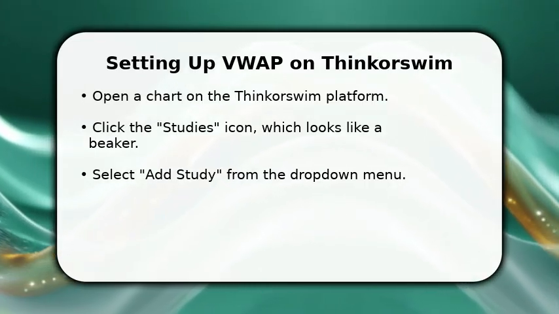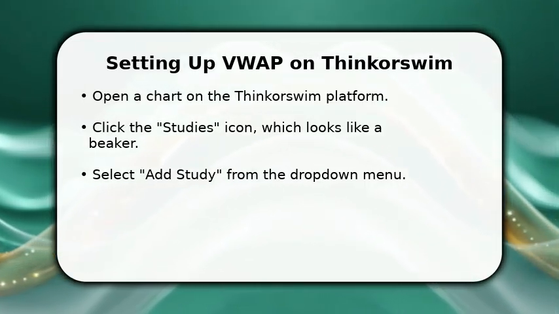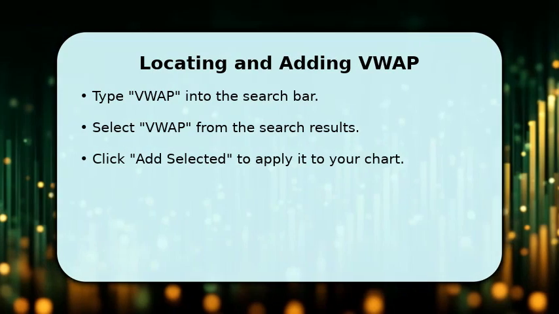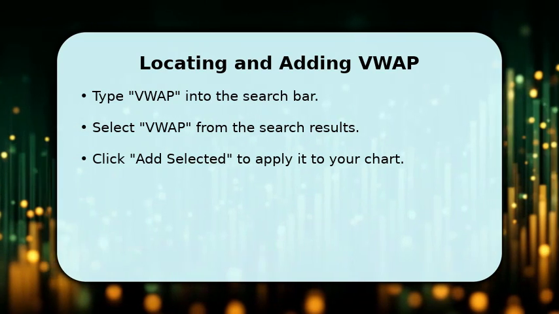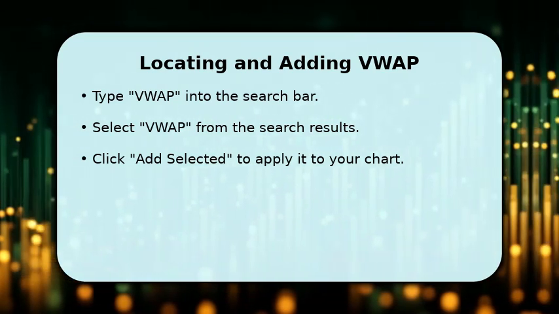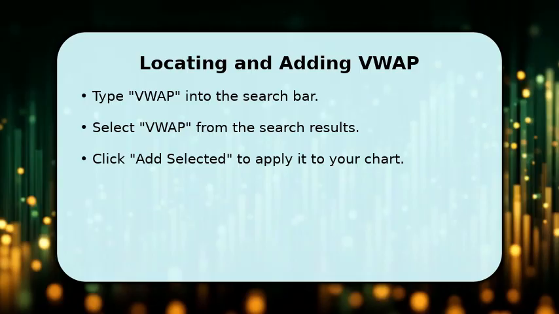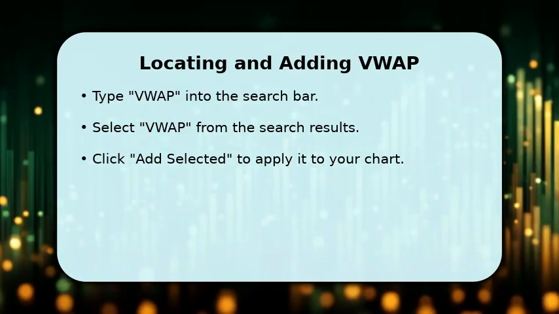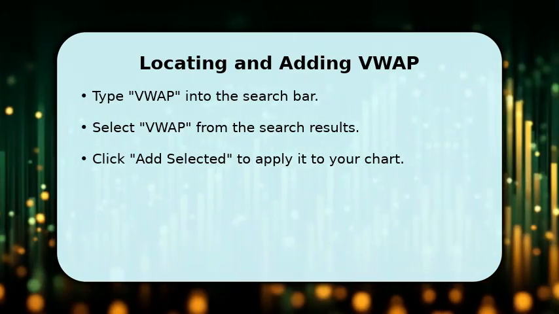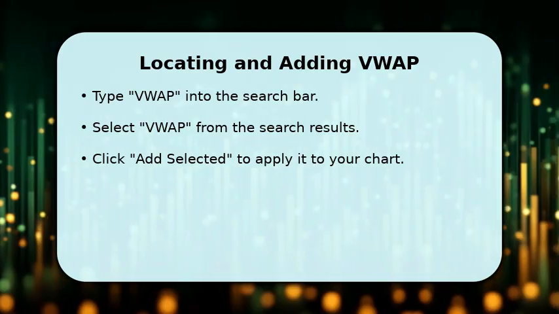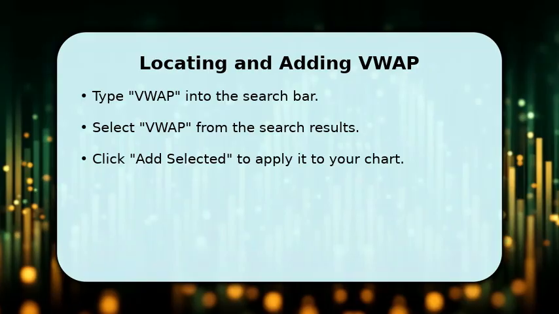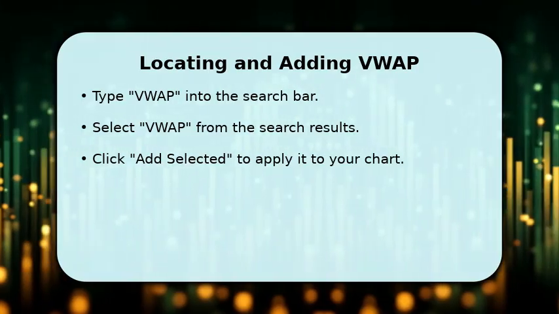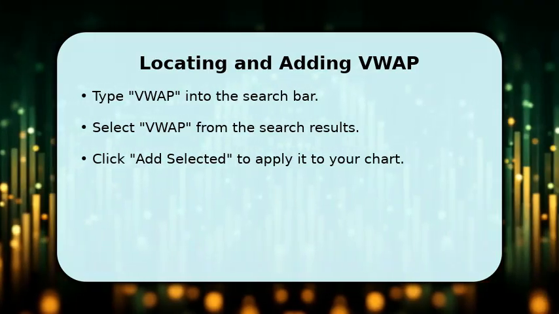This action will open a new window where you can search for indicators. Once the Add Study window opens, you will see a search bar. Type VWAP into this search field to quickly find the volume weighted average price indicator. From the list of results, select VWAP. After selecting it, click the Add Selected button to apply this powerful indicator directly onto your active chart. This process is straightforward and takes only a few moments.